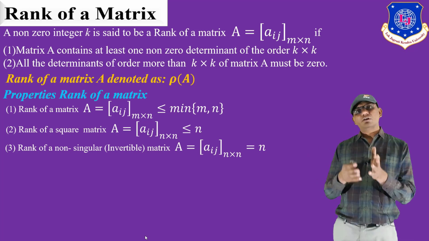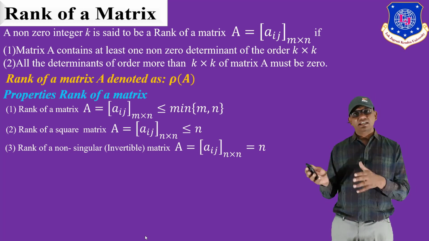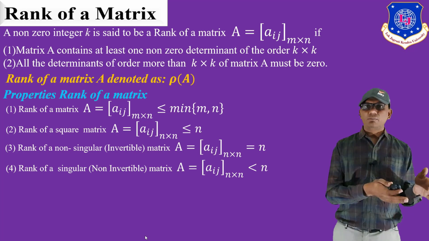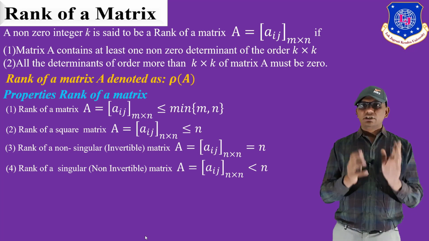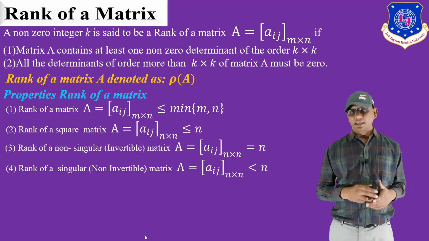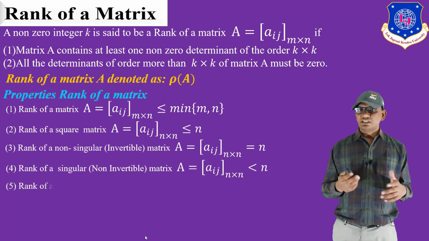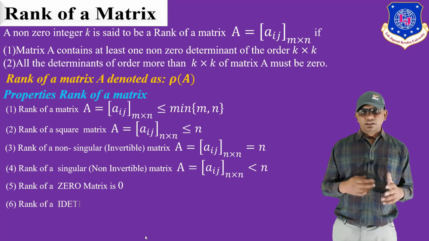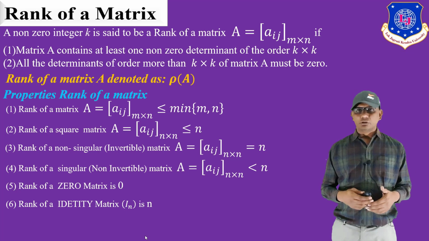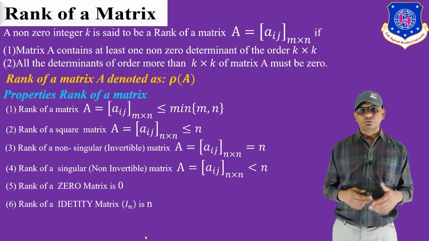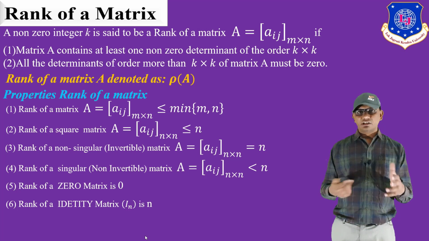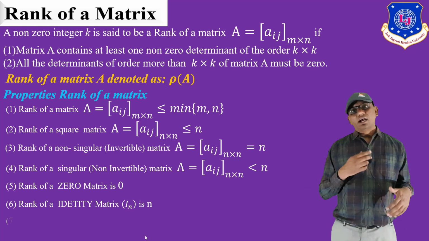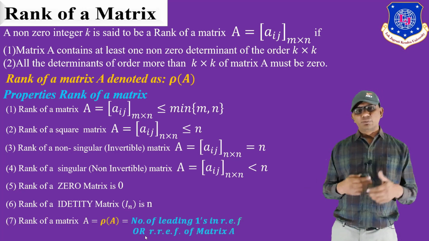So at that time the rank of the matrix is exactly equal to n. If the matrix is a singular matrix, that means the determinant of the square matrix is equal to 0, then the rank is less than n. The rank of a zero matrix is 0, and the rank of an identity matrix is equal to n, because an identity matrix is always a non-singular square matrix, so its rank is n.